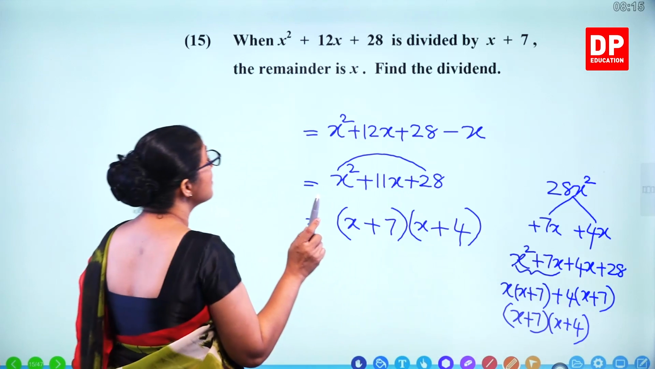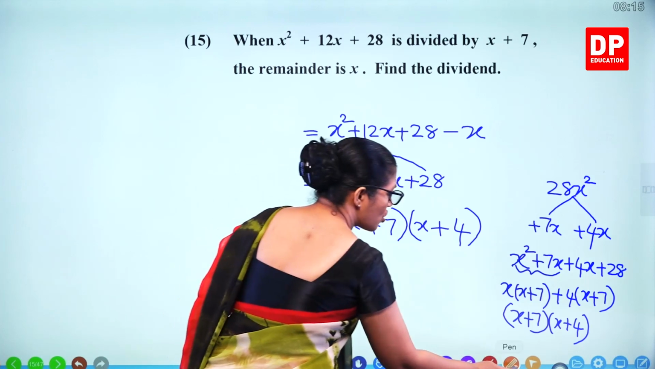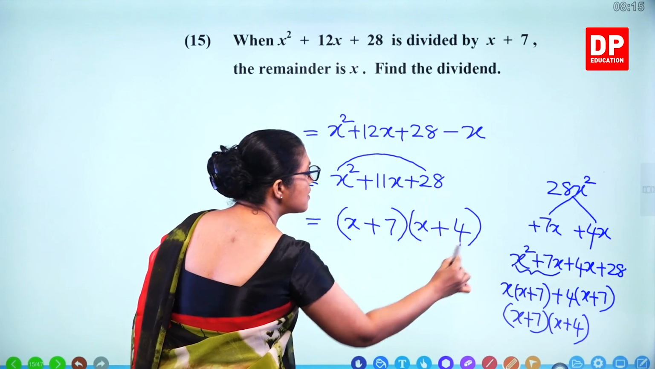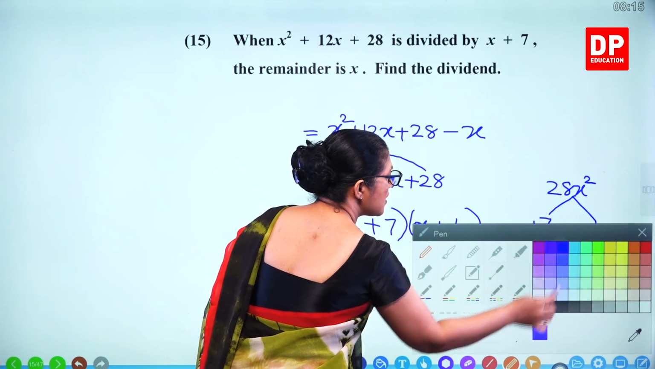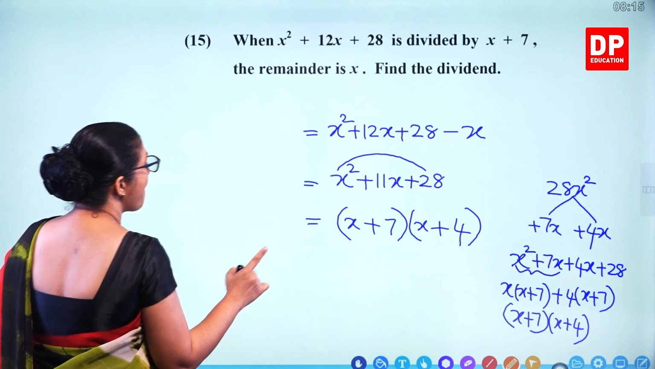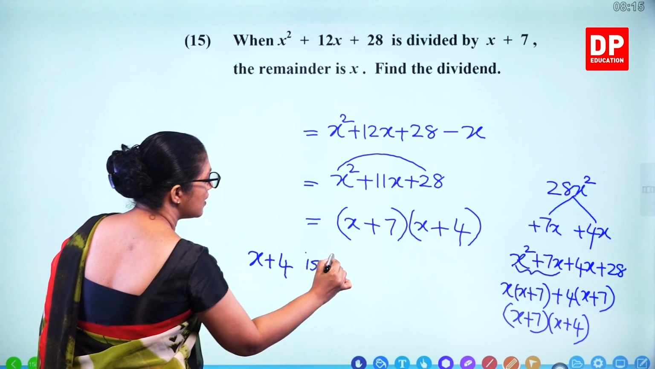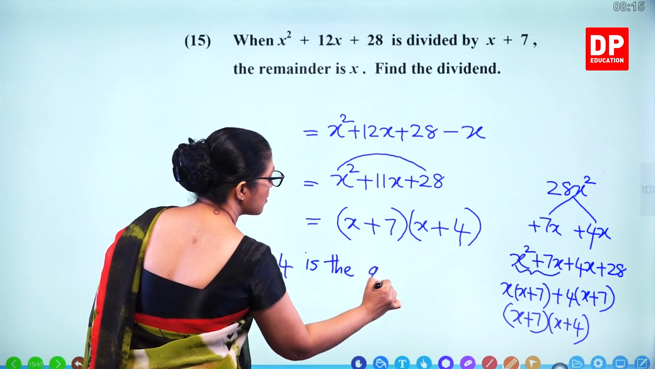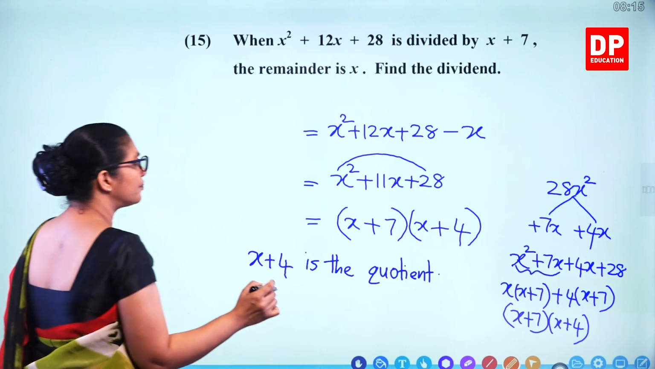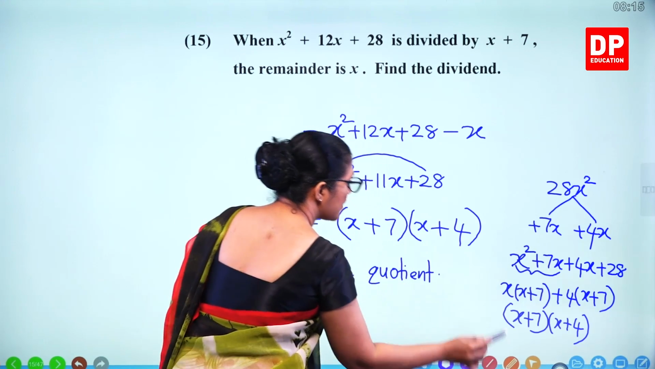So what do they ask? What is the quotient? Quotient means, dividend means the other answer. So this becomes the dividend or quotient. So we can write x plus 4 is the quotient. So 2 marks for that.